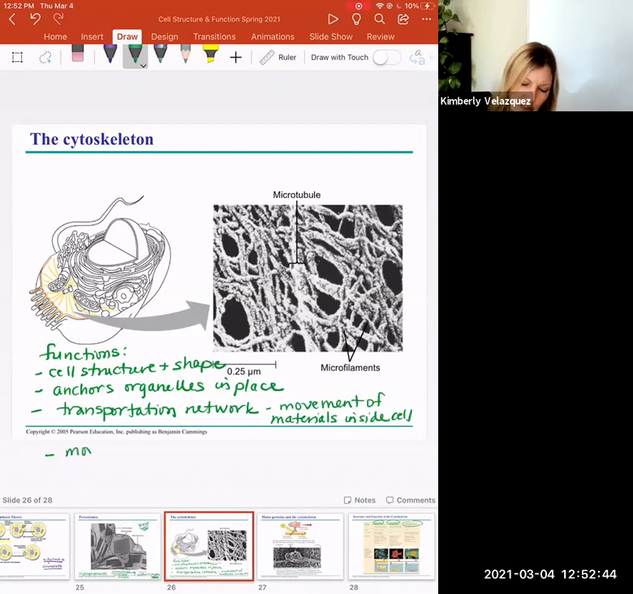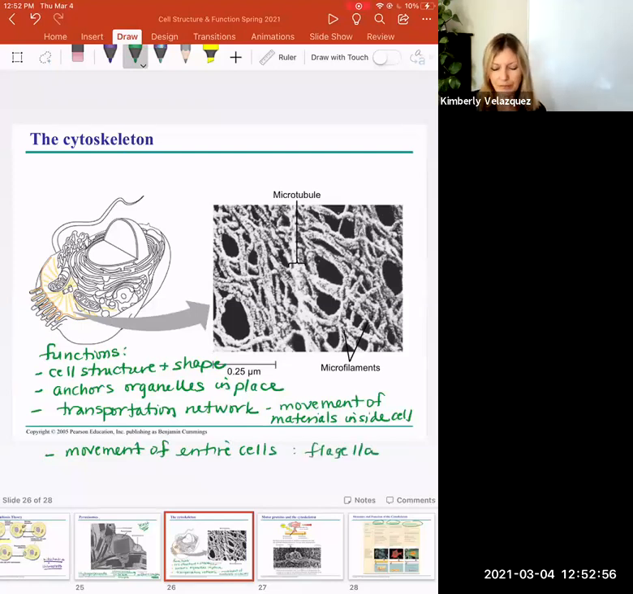They're also involved in movement of entire cells. Flagella are extensions of the cytoskeleton. And as we said before, involved in cell division. And you're going to see how that happens. That's the microtubules in particular. There are other roles of the cytoskeleton, but that's a pretty good list of what you should know. And again, you don't need to know that the microfilaments do this and the intermediate filaments do this. Just know that these are some functions of the cytoskeleton.